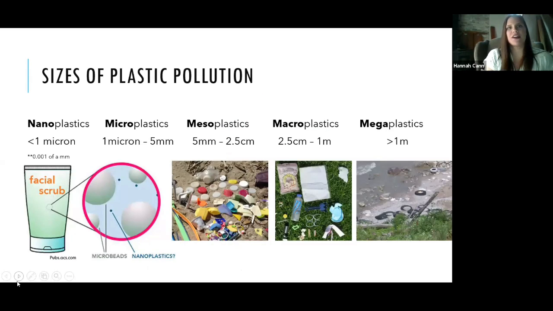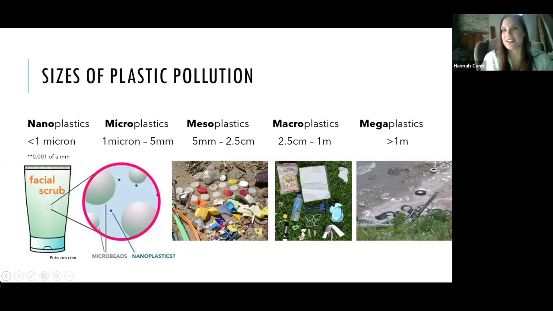The size of plastic pollution ranges. I know that the term microplastics has been really well documented in our recent media, but in actuality, there's a whole bunch of different size categories. We have nanoplastics. They're the really small microscopic ones you can't see with the naked eye. They're less than 1 micron.